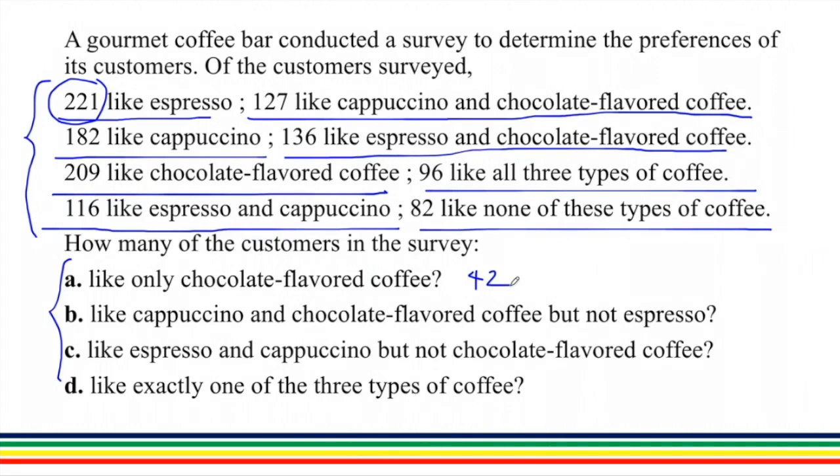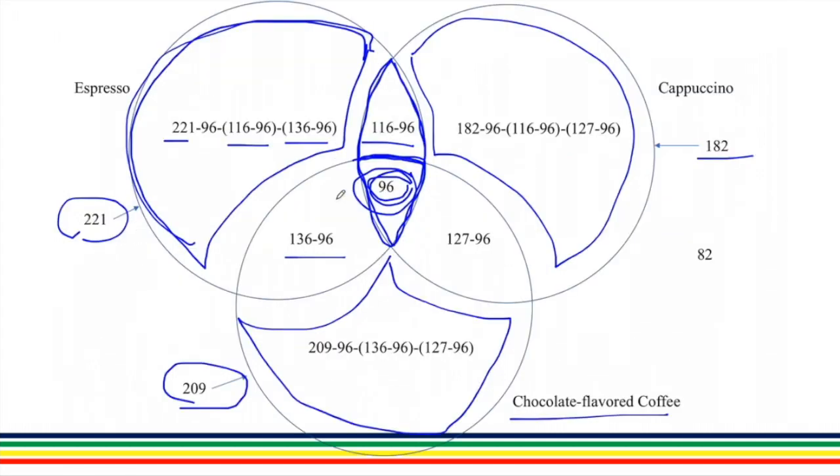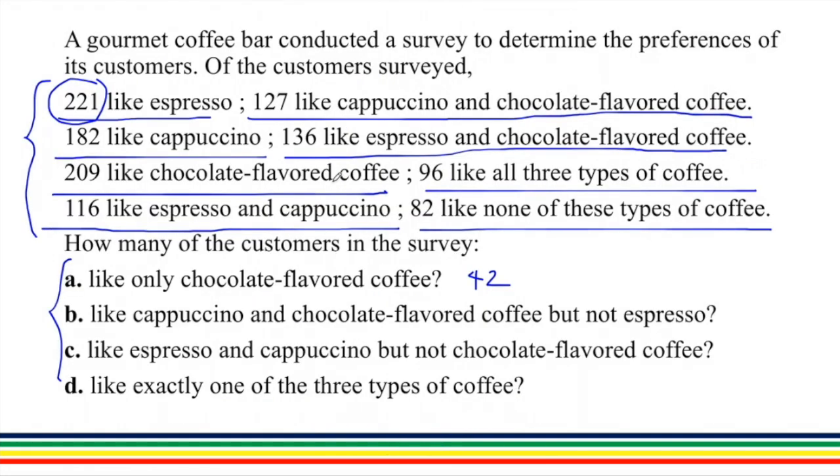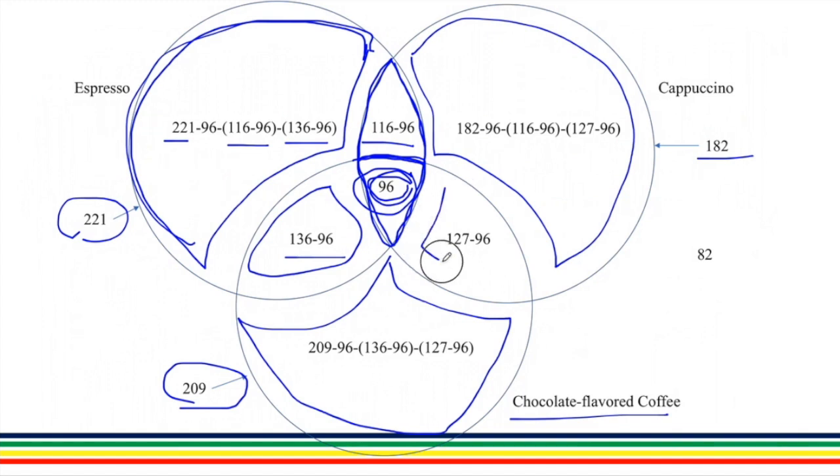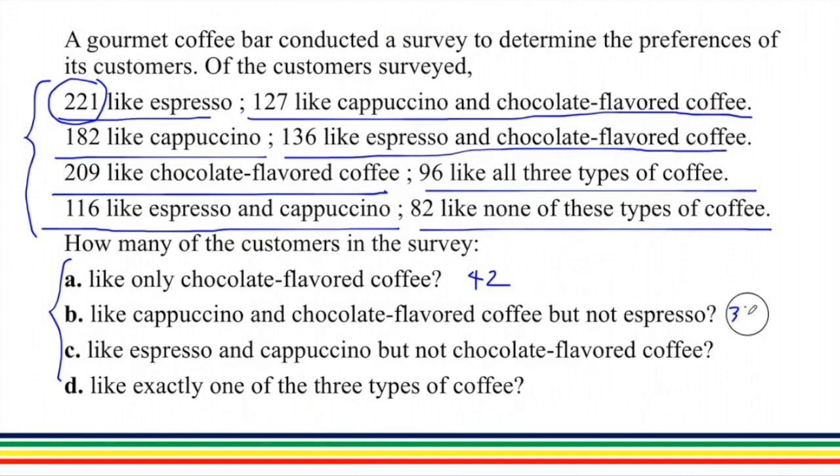Then next we have like cappuccino and chocolate flavored coffee but not espresso. So cappuccino and chocolate but not espresso. So that area is here. Let me see that once again. So cappuccino, okay, here on the other side. So cappuccino and chocolate flavored but not espresso. So we must exclude the intersection of the three coffees. So that is 127 minus 96 and that is 31. So the answer for letter B is 31.